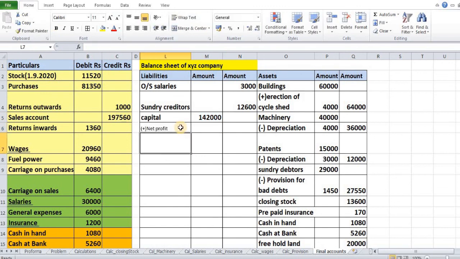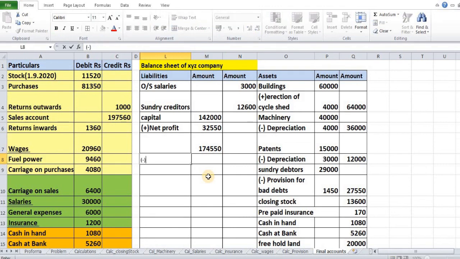Remember to add net profit to capital in the liability side of the balance sheet. That is 32,550. Now we'll mention drawings below net profit. Now we should add net profit to capital in the inner column itself, which comes to 1,74,550.